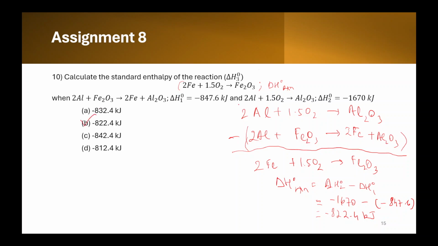Suppose you are given the values in the units as kilojoule, but however the options are given in kilocalorie. So please, if you get the answer, don't think that you have gotten an incorrect answer. You convert that kilojoule to kilocalorie if the options are given in kilocalorie. Okay, keep that in mind.